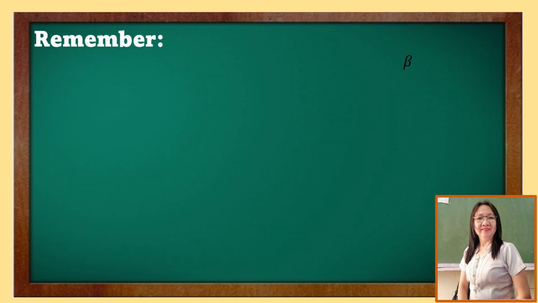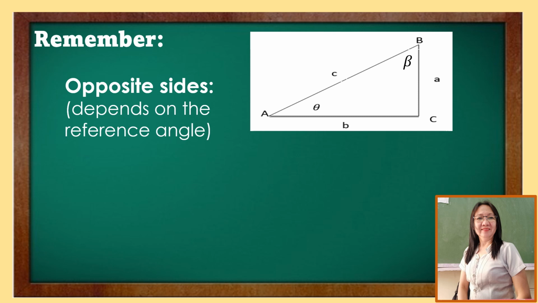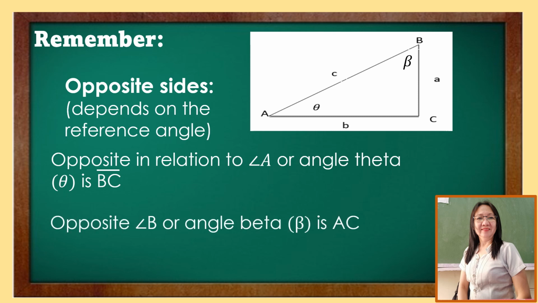Now remember, we will encounter the terms opposite sides, and it all depends on the reference angle. In the figure, we have triangle BCA, wherein we have the symbols theta and beta. The opposite in relation to angle A or angle theta is side BC. Otherwise, the opposite of angle B or angle beta is side AC.